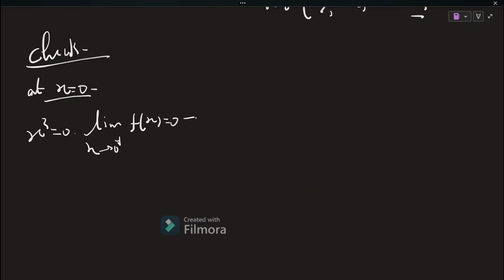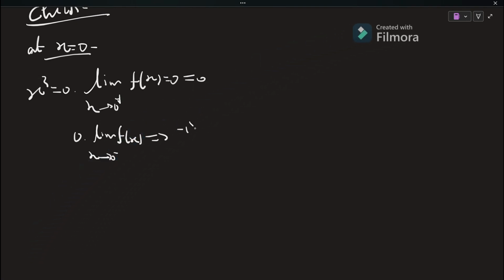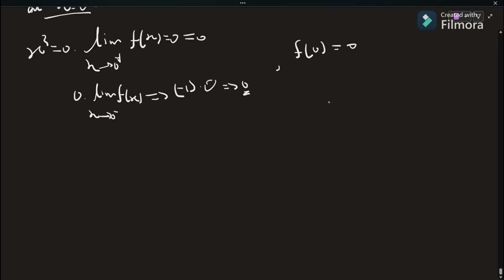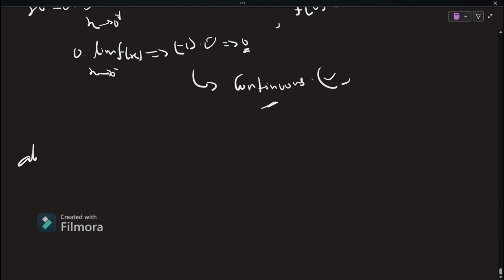ओके, और limit x tends to 0 minus के लिए जो f(x) होगा वो क्या होगा, -1 इंटू 0 विच इज इक्वल टू 0. एंड ऑल्सो f of 0 इक्वल टू 0 आ ही रहा है ना, देन दिस विल बी कंटिन्यूअस. ओके, नाउ चेक एट x इक्वल टू 1 पे.